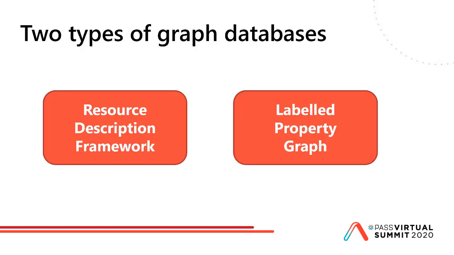Although the idea of a graph database is pretty simple, there are still many ways to implement a graph database. 2 of the most popular are the resource description framework and the labeled property graph.